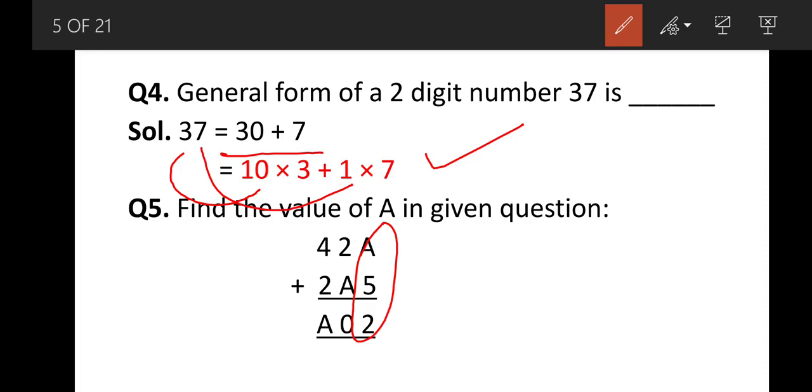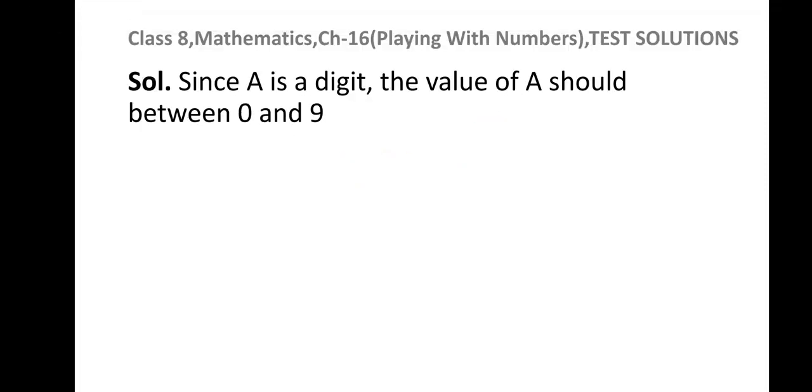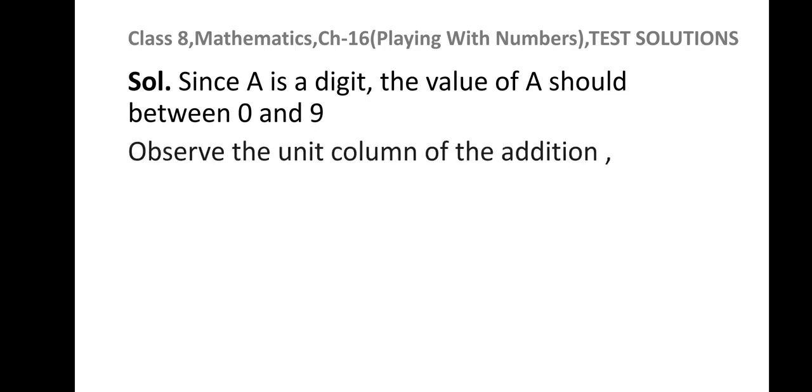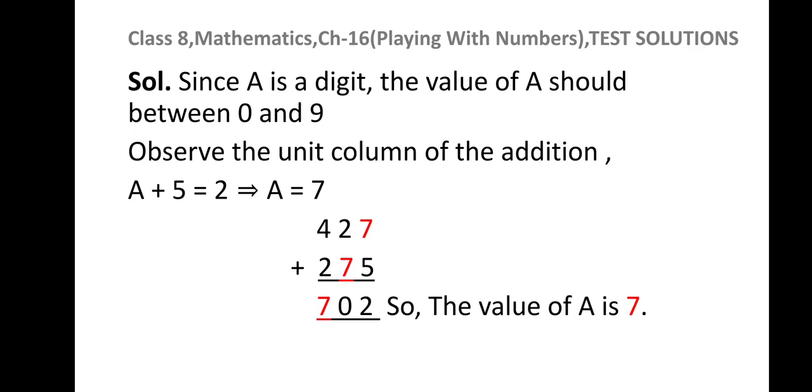Let us see now. Since A is a digit, the value of A should be between 0 and 9. Observe the unit column of the addition as I told you. So it will be A plus 5 is equal to 2 and A is equal to 7. So if I put the value of A as 7 in the given question, I will be able to get the correct answer. So the value of A is 7.